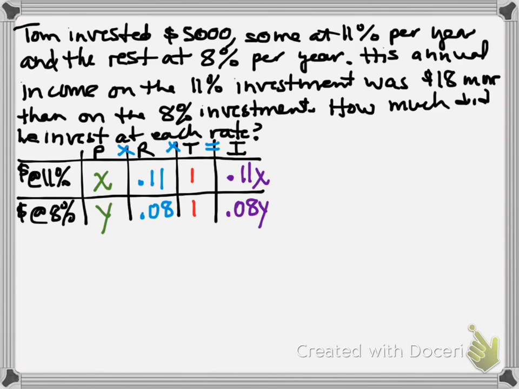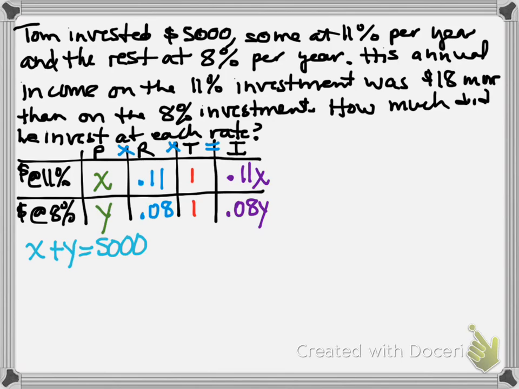Yeah, it's that P, it's that principal. So I can actually write an equation dealing with principal: the amount invested at 11% plus the amount invested at 8% equals the total amount invested. Okay, so kind of like quantity. So we have a quantity equation, and now we're going to do a value equation.